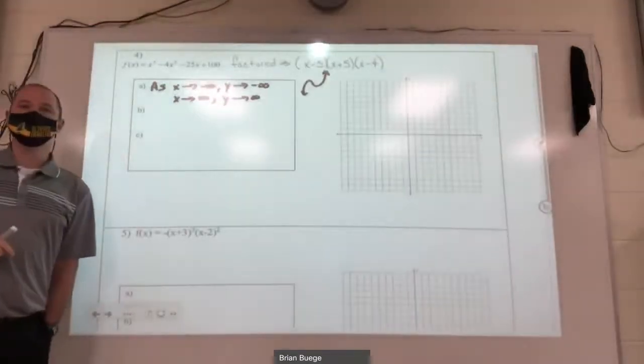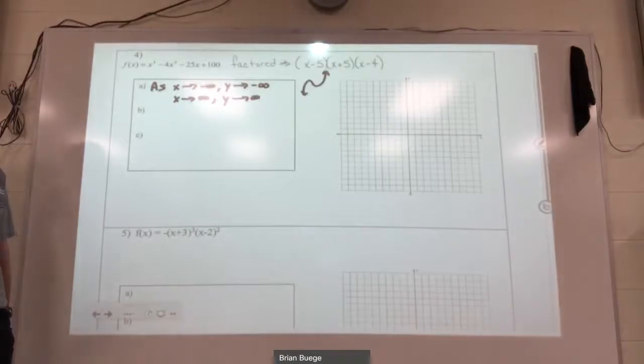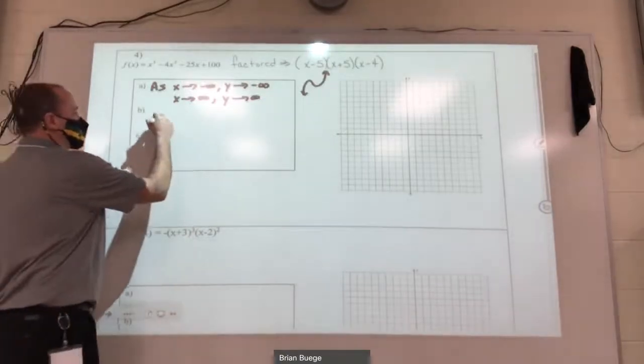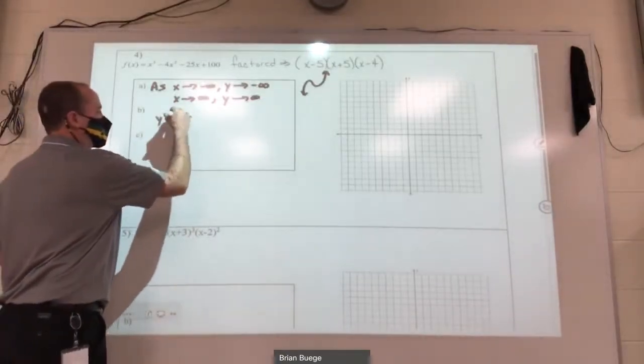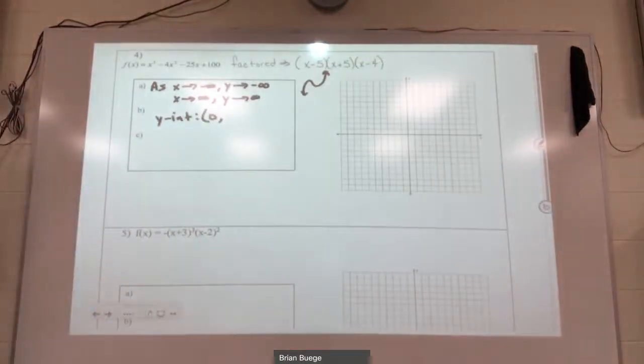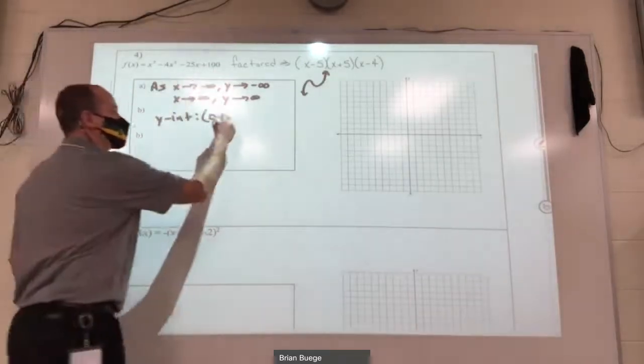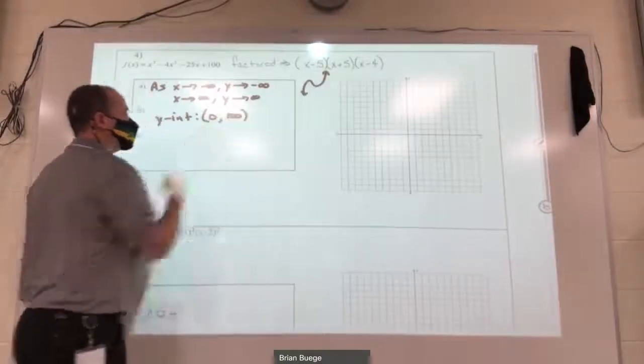Now, if we go through, I'm going to skip to the y-intercept first, just because it's a lot easier to find than the x-intercepts. So if we go through and I put that in here, y-intercept is at 0 what? Yeah, 0, 100. Plug in 0. It's your constant. It is 100 in this case.